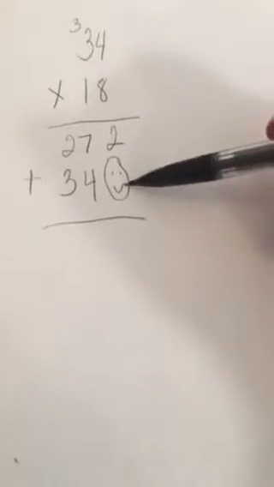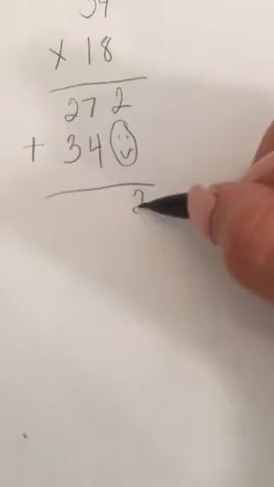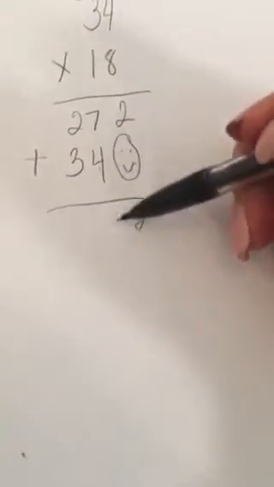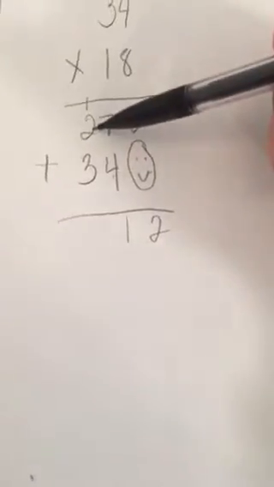I'm going to say 2 plus 0, or 2 plus a happy face, is 2. 7 plus 4 is 11. Drop the 1, carry the 1. 3 plus 2 is 5, plus 1 is 6. So we know that 34 times 18 is equal to 612.